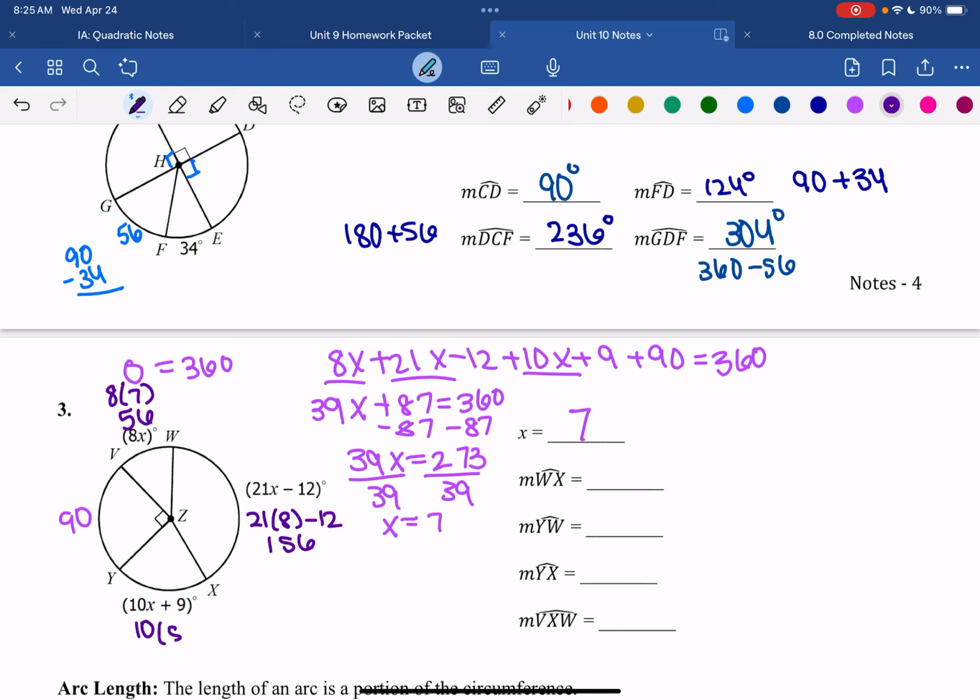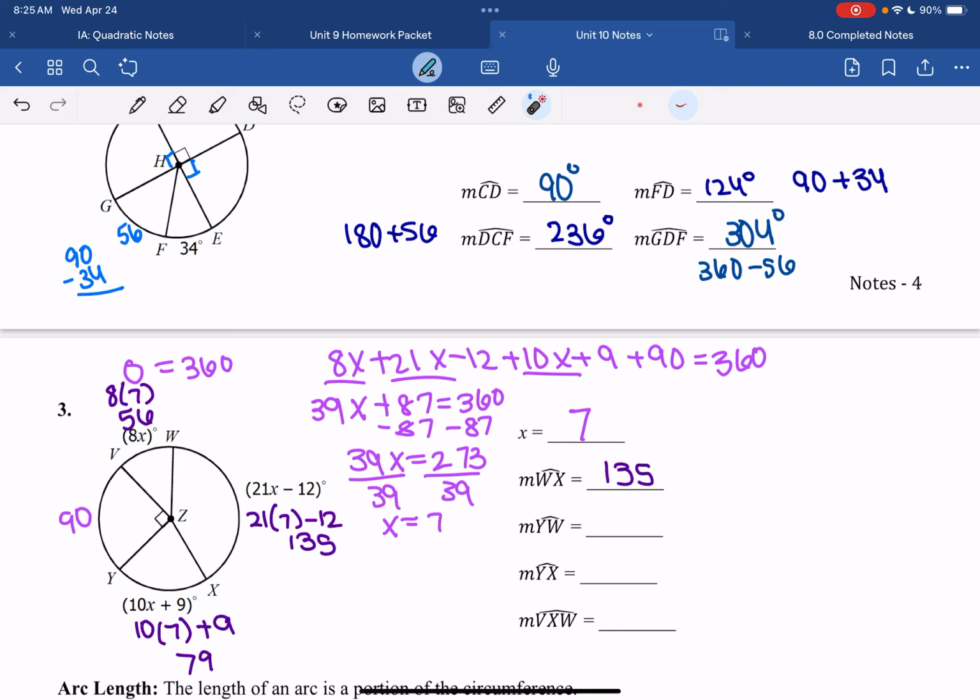10 times... Oh man, I accidentally plugged 8 in instead of 7. Oops. 10 times 7 plus 9. Okay, so now we want Wx. So we just plugged all that stuff in, so it should be pretty easy. Wx, 135.